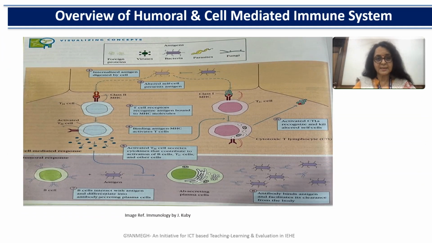This is an overview of the humoral and cell-mediated immune response, in which antigens like foreign proteins, viruses, bacteria, parasites, and fungi enter the body. The internalized antigen is digested by the cell, and an altered self cell presents the antigen to the T cells. T cell receptors recognize antigen bound to MHC molecules. Binding of antigen and MHC activates T cells. Activated T cells then secrete cytokines that contribute to the activation of B cells, TC cells, and other cells. Activated cytotoxic T cells recognize and kill altered self cells. B cells interact with antigen and differentiate into antibody-secreting plasma cells. Plasma cells secrete antibodies, and an antigen-antibody reaction takes place and devours the antigen.